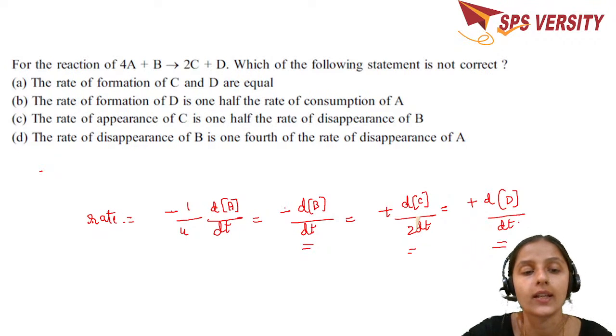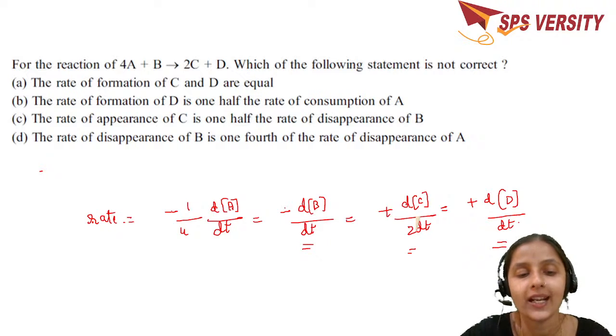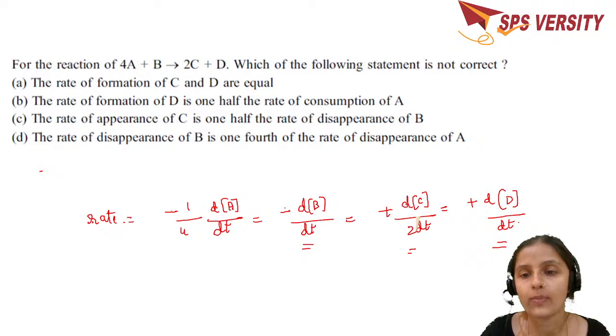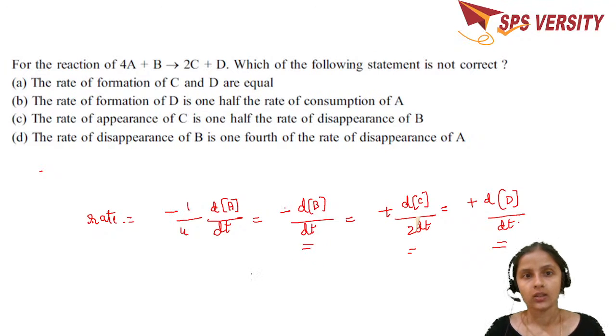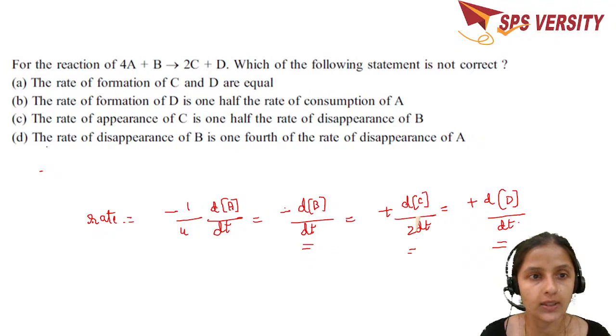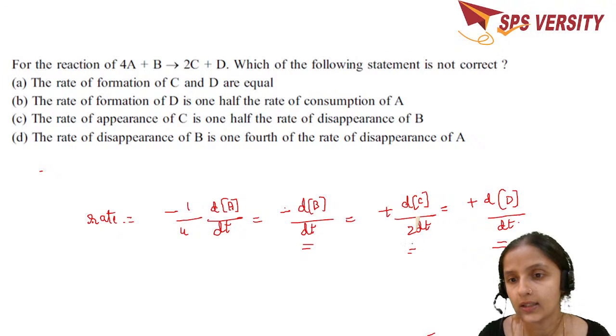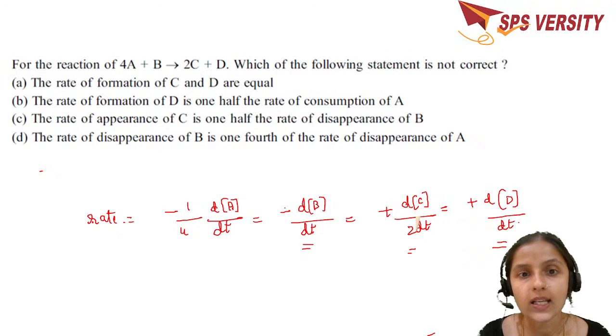How do you find out the right answer? Which is not correct, that would be the right answer here. Rate of formation of C and D are equal. What is the second statement? The rate of formation of D, that's dD divided by dt, is 1/2 the rate of consumption of A. Is it 1/2? No, it is not.